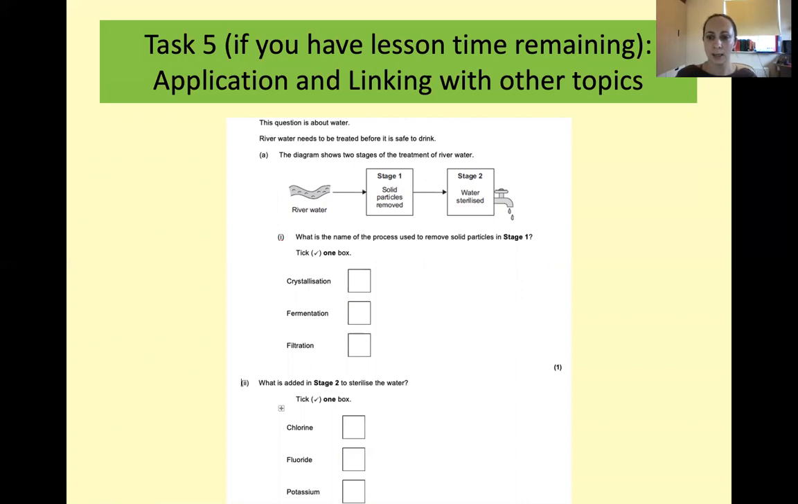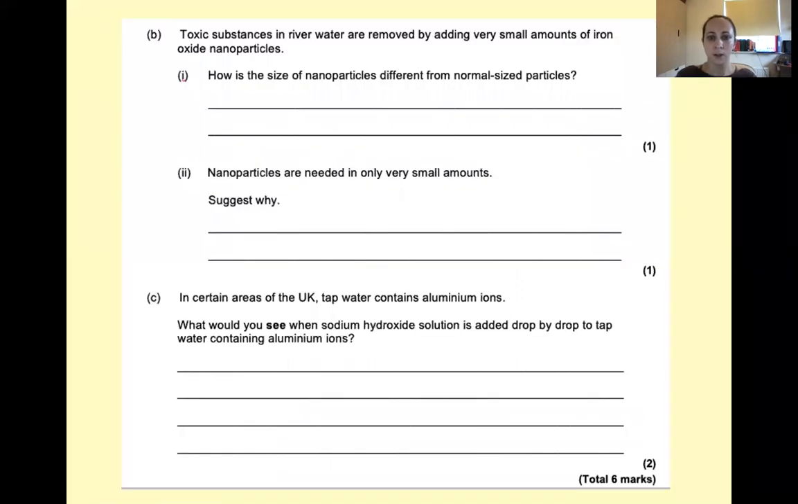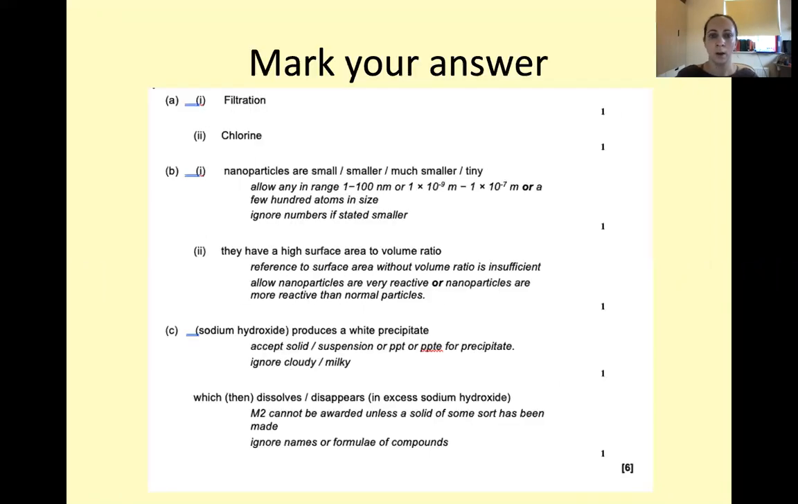Okay, now play on to the next little bit and have a go at this. You can see we're linking together different topics. We've got our nano from our structures and bonding topic. We've got some bits on water where we're thinking on our using resources topic. So pause here and finish the exam question, please. Okay, here's the mark scheme. So mark your work and give yourself a score out of 6.